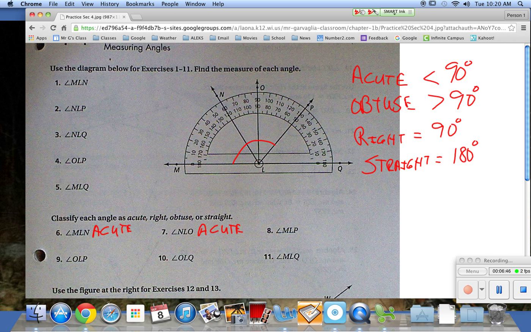Is it less than 90? Is it greater than 90? Is it equal to 90 or is it equal to 180? How many degrees is this? 120. MLP. It's greater than 90, so it's obtuse. Cool. All right.